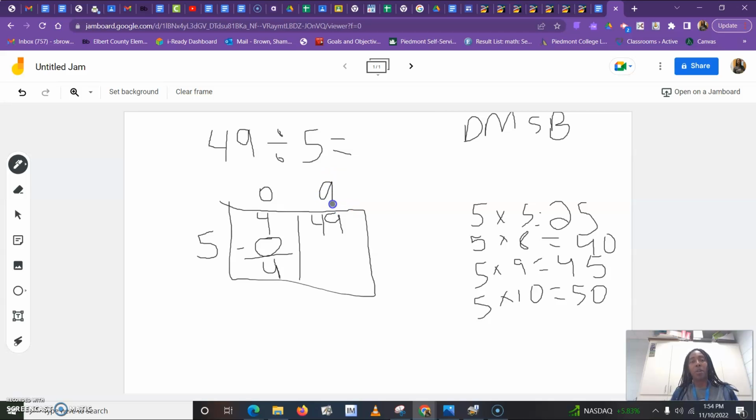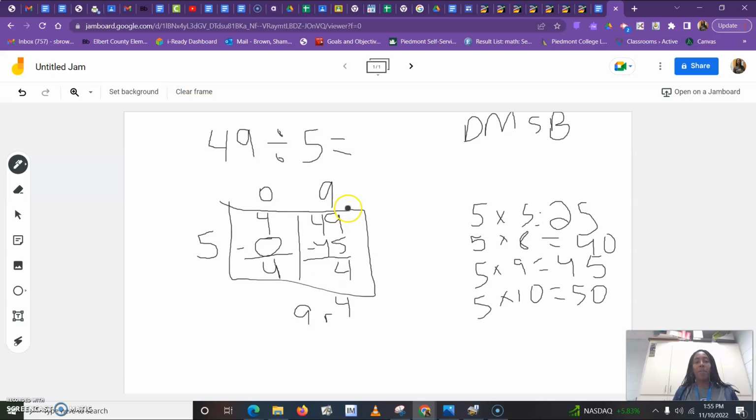So 9 goes up here. Then I'm at my next step, multiply. 9 times 5 is, I already did it right here. So 9 times 5 is 45. Then I'm at this step, subtract. 49 minus 45 is 4. So my answer is 9 with a remainder of 4.